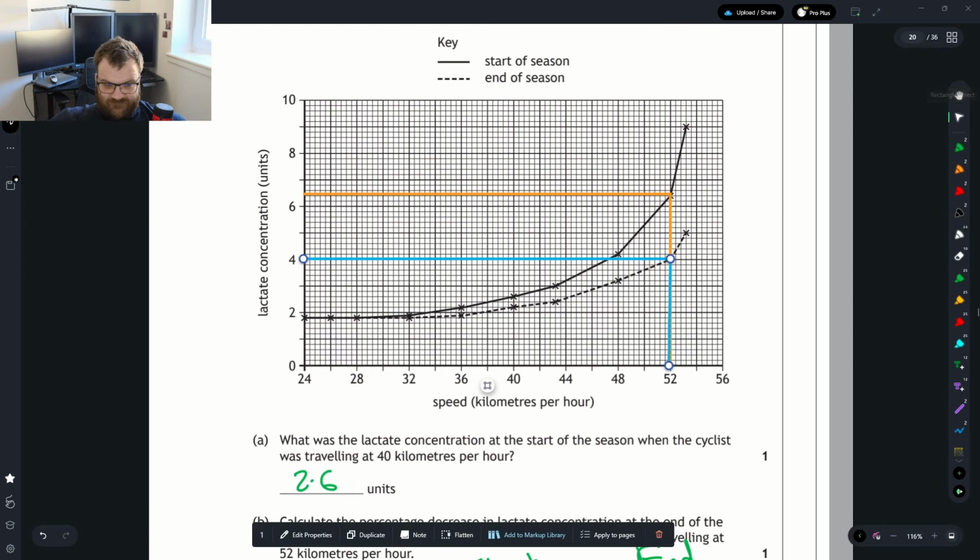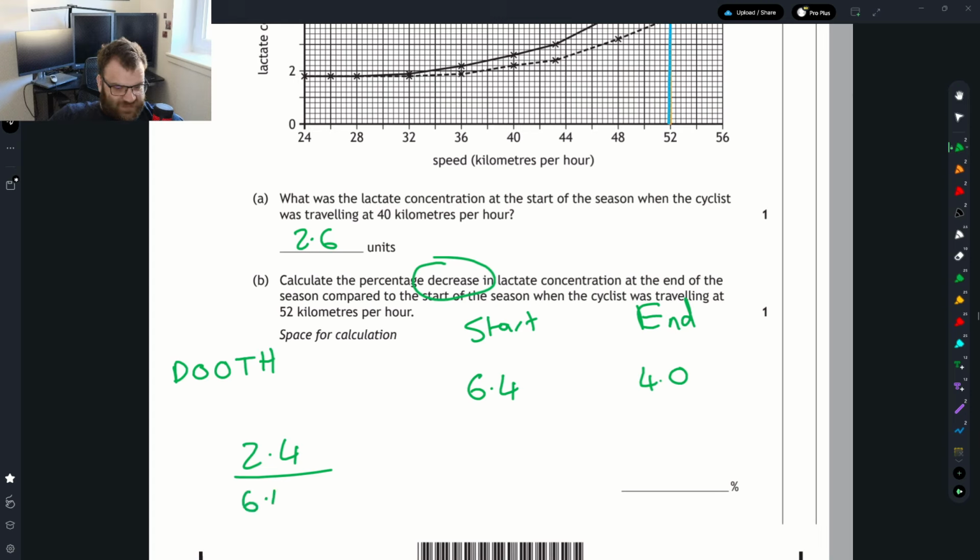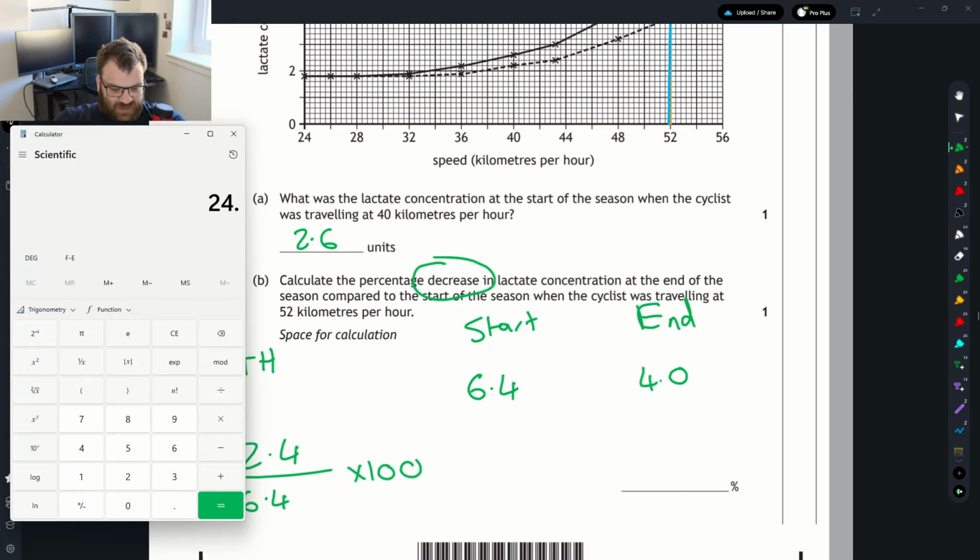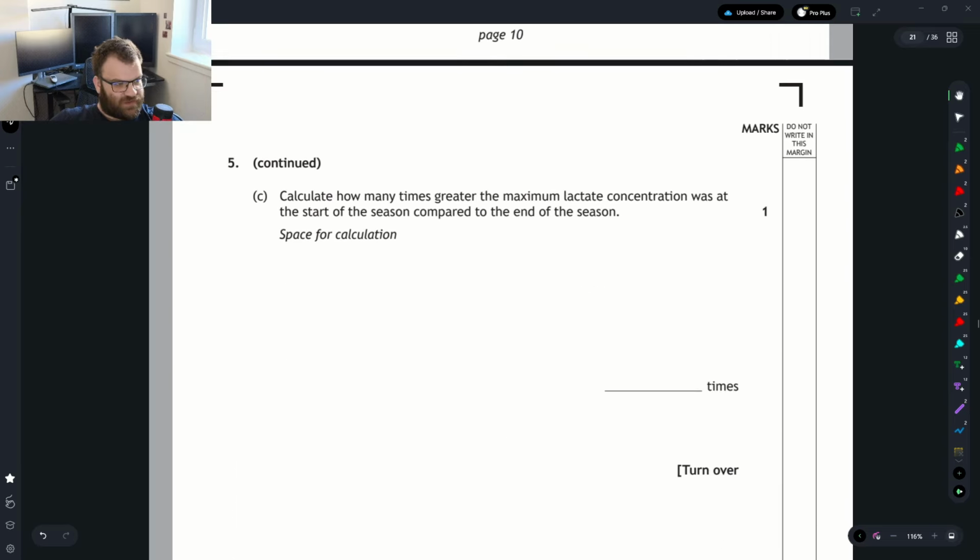Here, we're going to use the difference. So take them away from each other, gives you 2.4. Divided by the original, which was what we had at the start, which is 6.4. Times that by 100. Turn it into a percentage: 2.4 over 6.4 times 100 gives you 37.5%. Other ways of saying it is change over original times 100, decrease over original, decrease over start, whatever it is, but difference over original times 100 gets you your answer there.